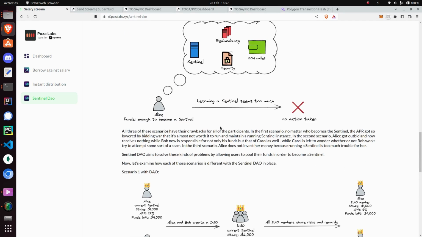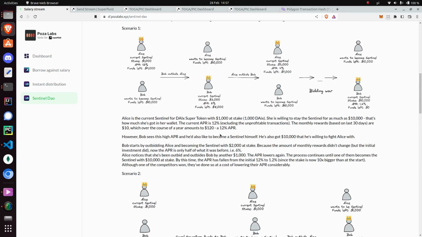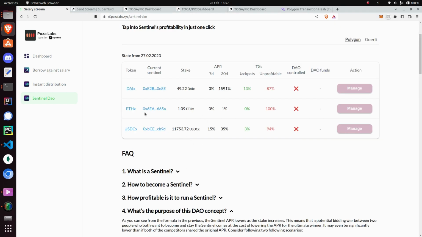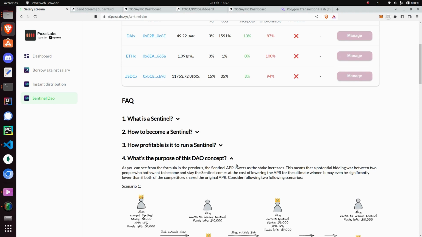Right, so I think those three scenarios illustrate pretty well why it's really beneficial to have some sort of system that allows multiple people to invest in this Sentinel business at once.